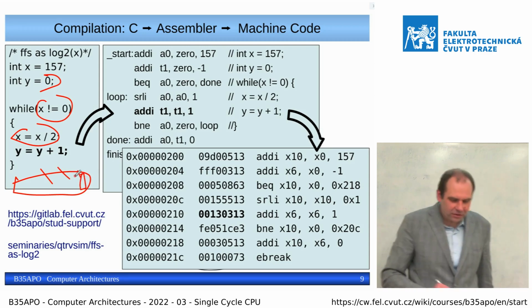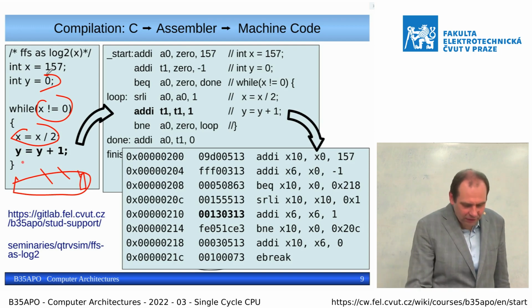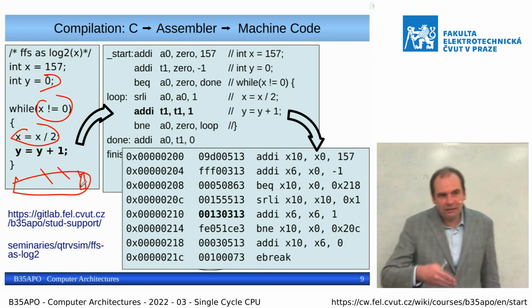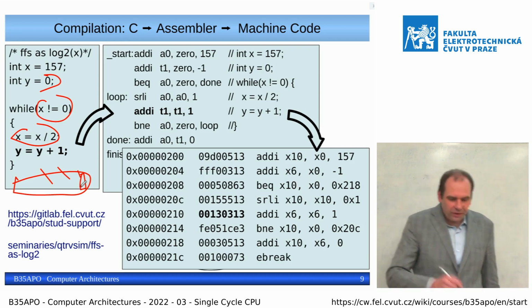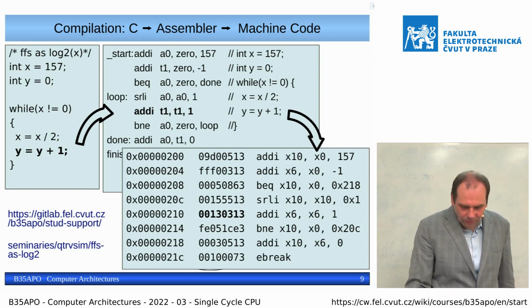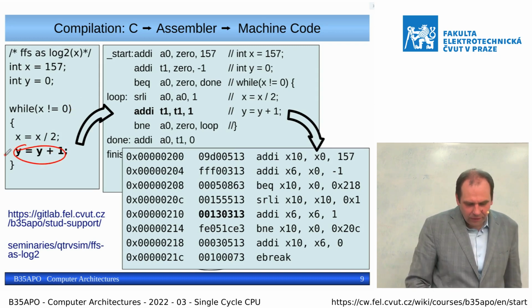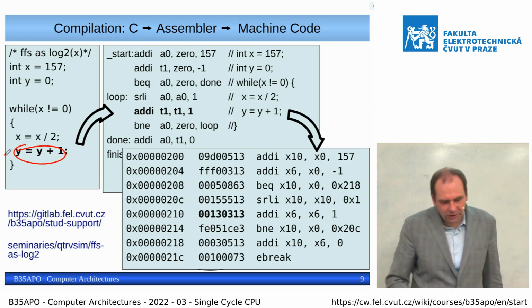And if it is not a signed value, if it is an unsigned value, or if it is not a negative value, then after some number of cycles, when we cut one bit after another, we need to get a 0 value. And at that moment, we set the value y to the bit number.